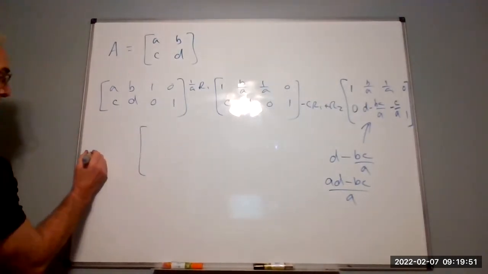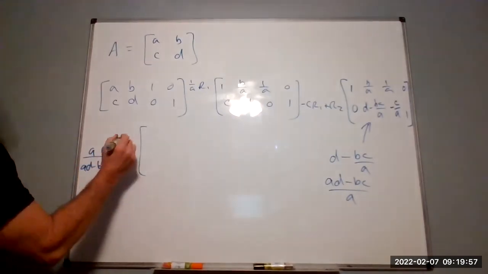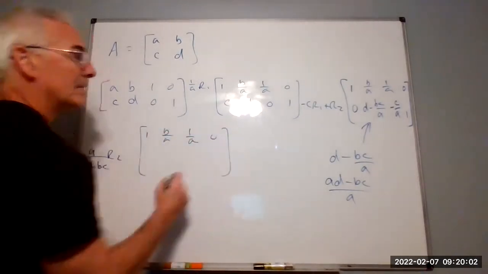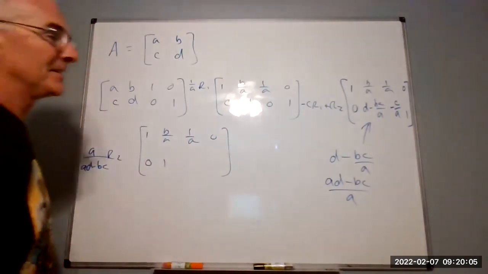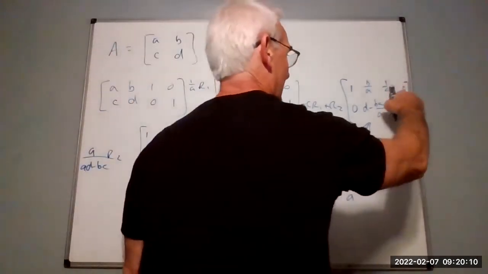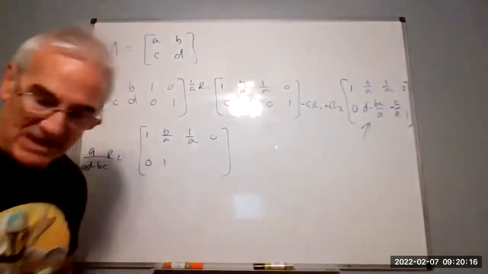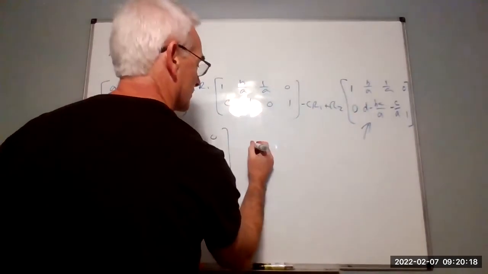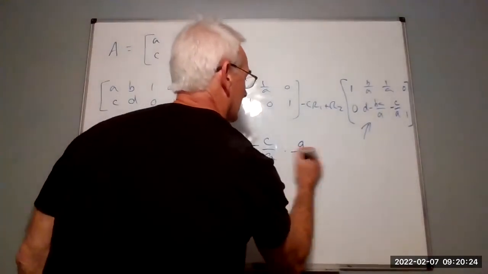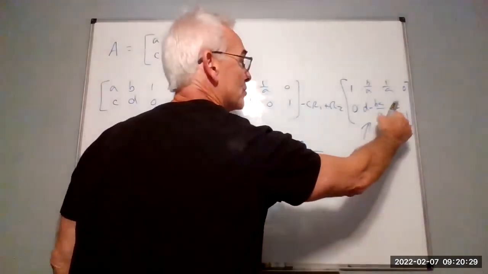All right. So we're going to do A over AD minus BC times row 2. So 1, B over A, 1 over A, 0. Now I'll have 0, 1. What is A over AD minus BC times that number? Yikes. Well, let's do it. Right now I have negative C over A, and I'm going to multiply it by A over AD minus BC. That's going to be the new entry here.